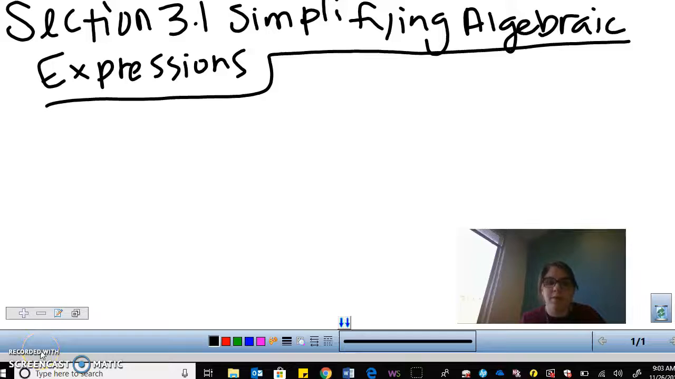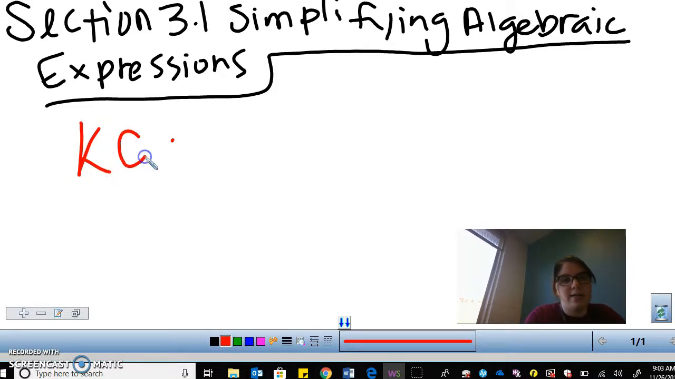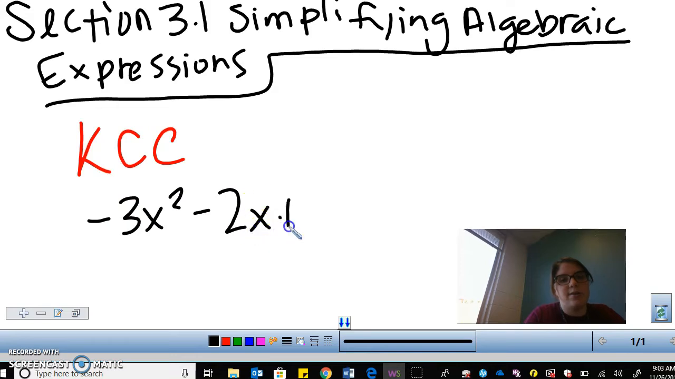All right, so these are going to be your notes over simplifying algebraic expressions. I would suggest copying these down in your notebook. So the first thing that you're always going to want to do whenever we see an algebraic expression is you're going to want to KCC. So for example, if we have negative 3x squared minus 2x plus 4 minus 3.